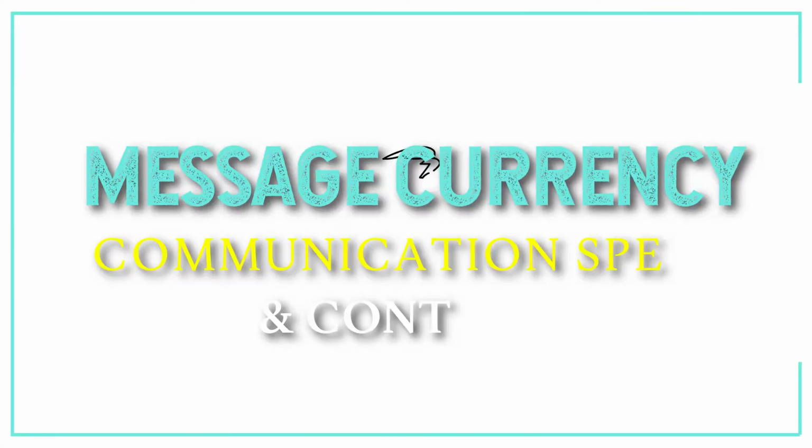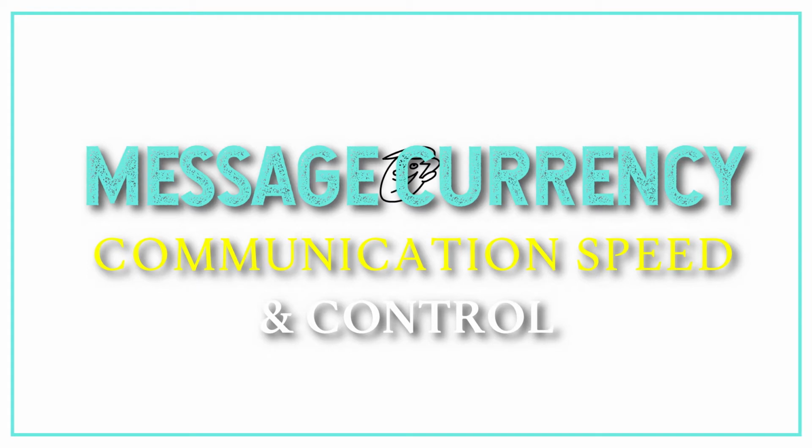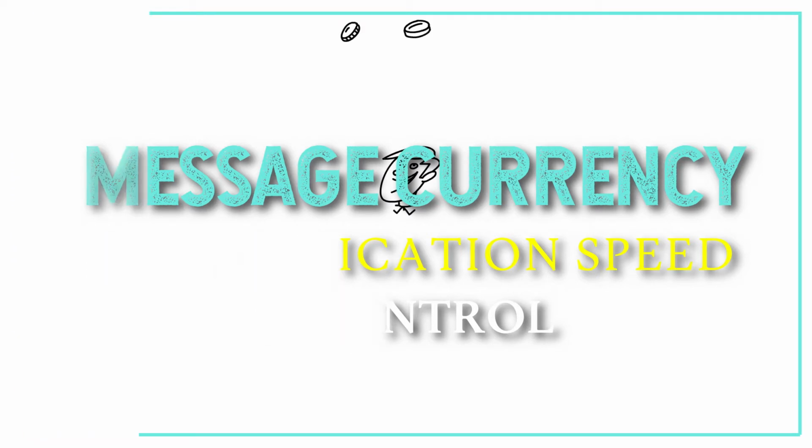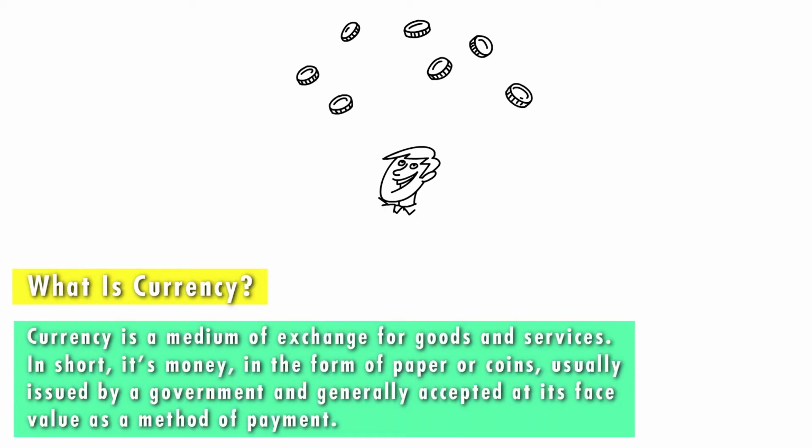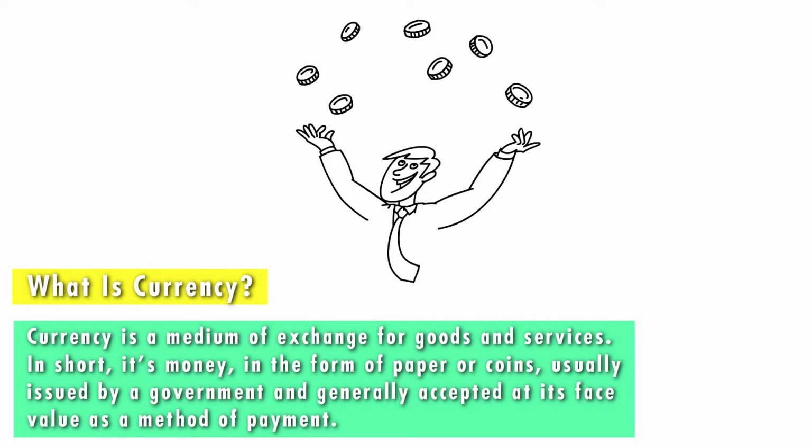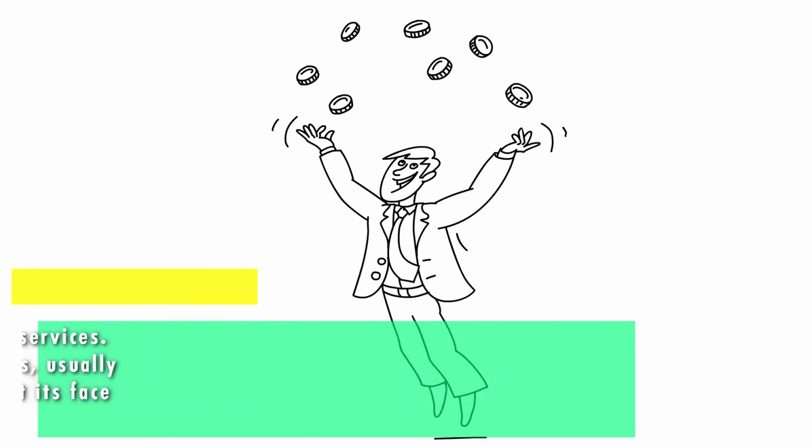In this video, we will discuss message currency, communication speed and control. At first, we have to know what currency is. Currency is a medium of exchange for goods and services. In short, it's money in the form of paper or coin, usually issued by a government and generally accepted at its face value as a method of payment.